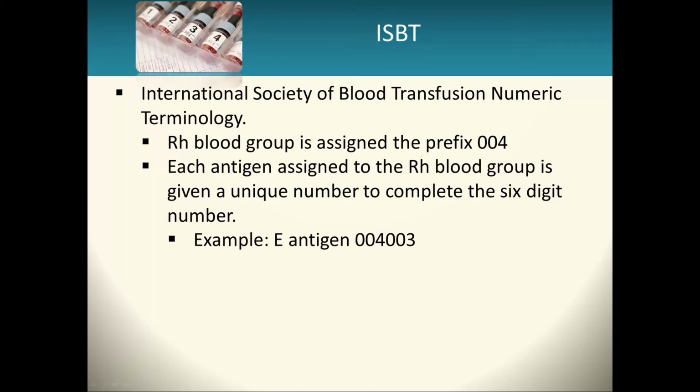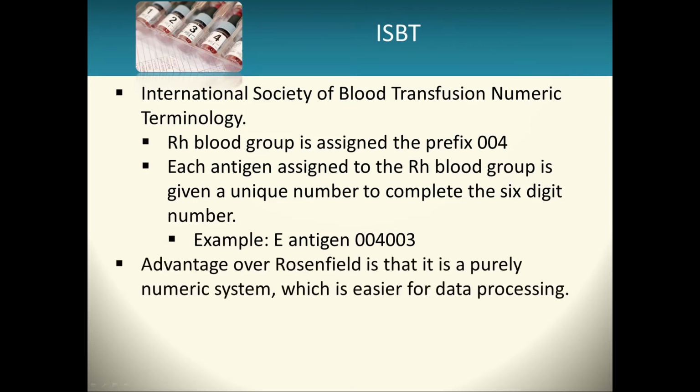So, in ISBT, it would be written 004, meaning that it belongs to the Rh blood group, and then 003, meaning it is the big E antigen, or the third antigen listed in this blood group. One advantage ISBT has over Rosenfield is that rather than being alphanumeric, it is purely a numeric system. And it is now widely used because of its ease and adaptability to computer software. It is used also for all the 35 recognized blood groups, not just Rh.